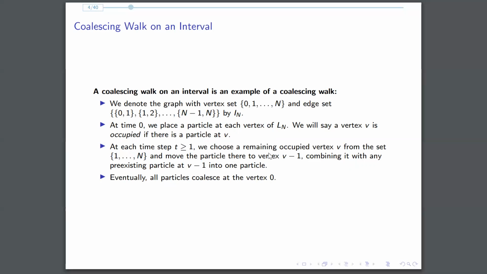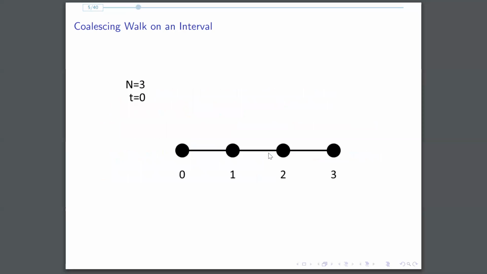At time 0, we place a particle at each vertex of this graph, which we call Ln. We'll say a vertex v is occupied if there is a particle at v. Then at each time step t greater than or equal to 1, we choose a randomly occupied vertex v from the set 1 through n. Note that we will not ever choose the vertex 0, and we move that randomly chosen particle to the vertex v minus 1, combining it with any particle that is already existing at the vertex v minus 1. Note that in this process, all particles will eventually coalesce to a single particle at vertex 0.